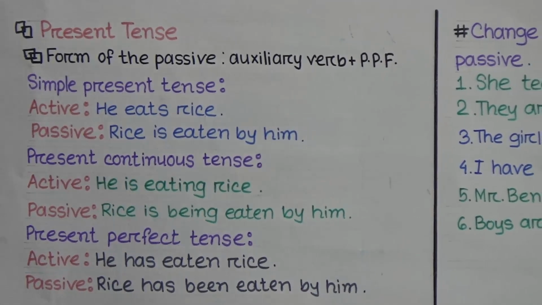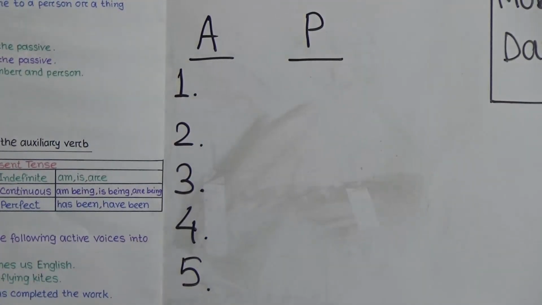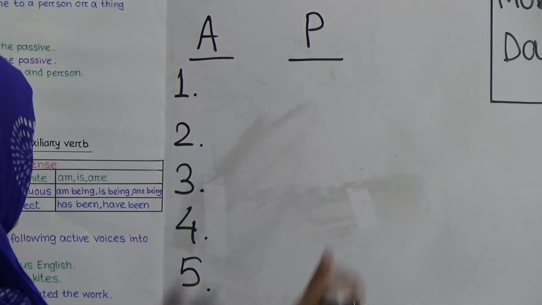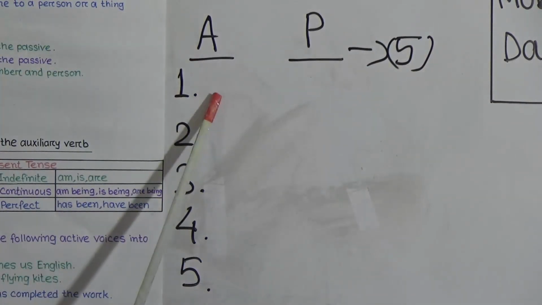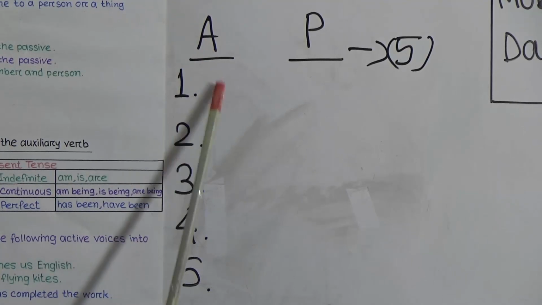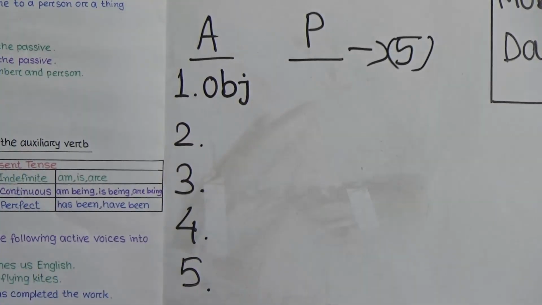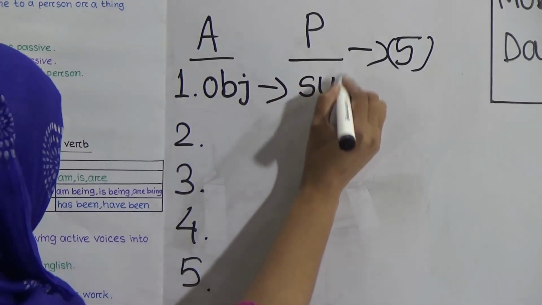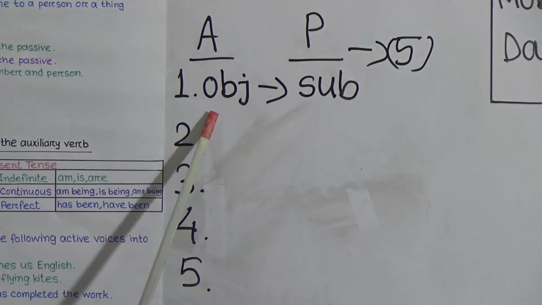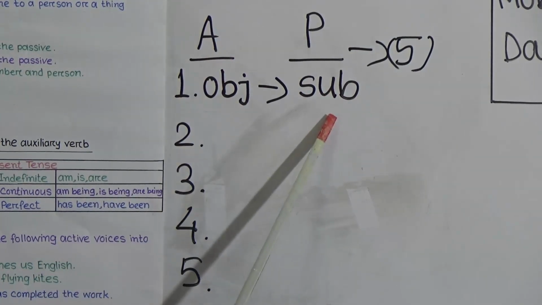Students, to make it easy, I am writing here, look, I have written here A means active, P means passive. As we have talked about the rules of passive voice, there are 5 basic rules of passive voice. So first, we have to identify the object of active voice, and this object will be the subject in passive voice. Our first rule is object will be subject. That means the object of active voice will be the subject in passive voice.